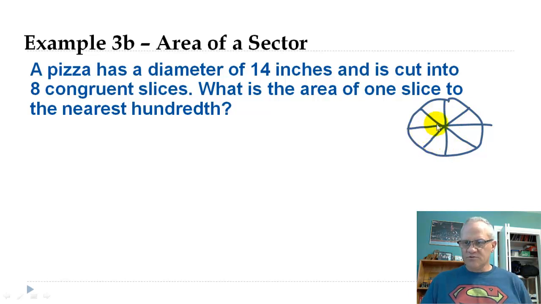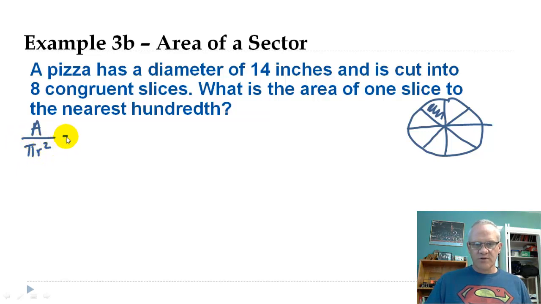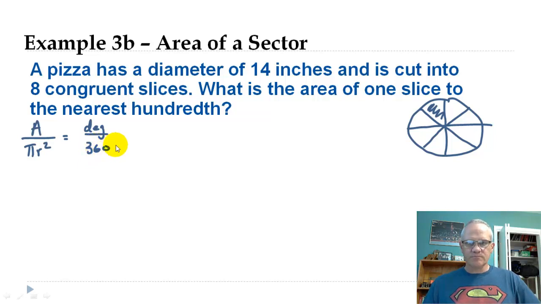What we're trying to find out is the area of just one slice here. What's the area of that? Okay, so if you remember our formula, the area of our slice over the total area of the whole pizza, pi r squared, would equal the degrees over 360. Okay, we'll fill this stuff in here.